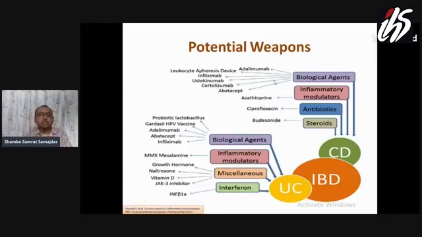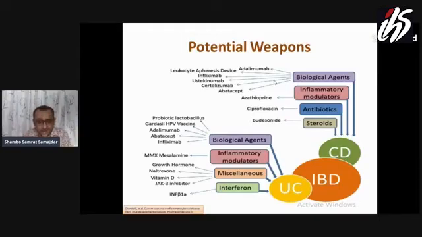So in one slide we can see the different weapons we have, and the weapons we need to prescribe to our patient. If we know our target, we know our weapon, we can discuss this with our patients in layman language, so that the patient can understand the importance of each drug.